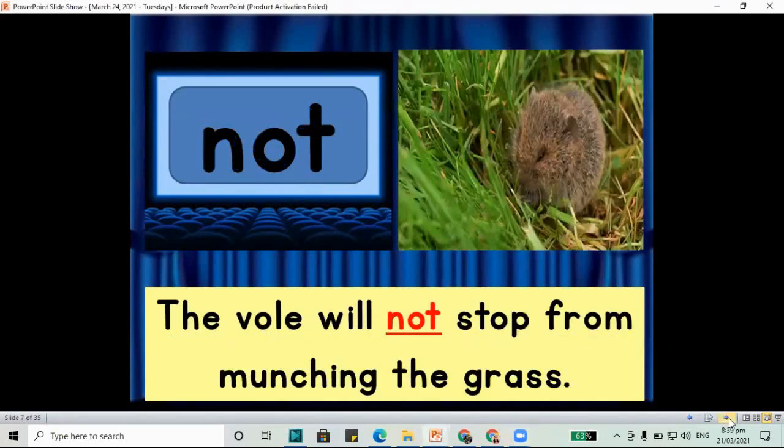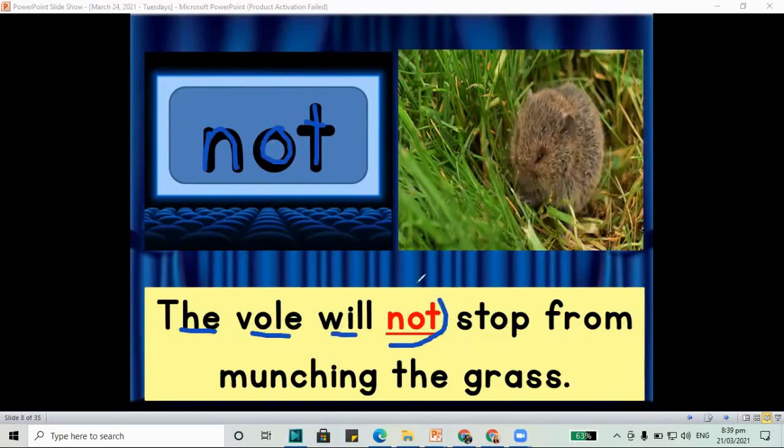What's the next sight word? We still have the word not. N-O and the letter T, not. The vole will not stop from munching the grass. We have the word not. N-O-T makes the word not.